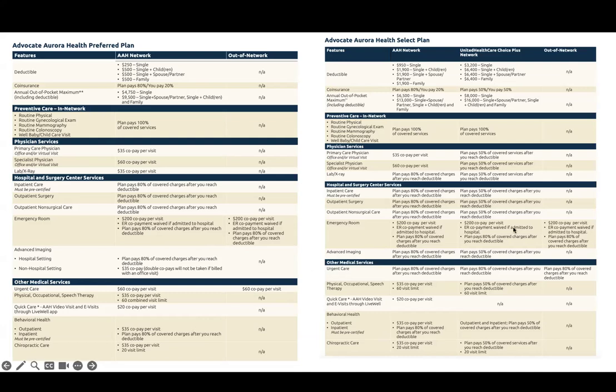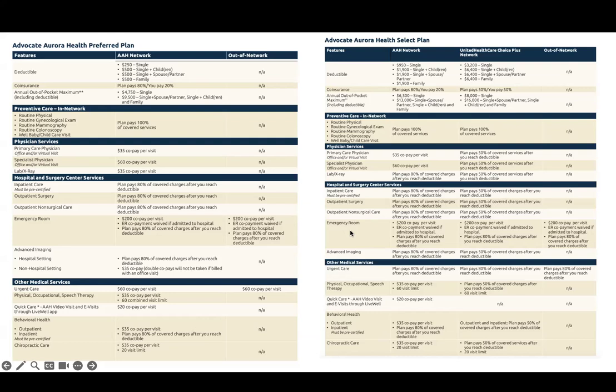Versus if you choose a Select plan, if you don't want to see an advocate doctor specifically, let's say I wanted to go see a cardiologist who's associated with University of Illinois, I could check in the United Healthcare portal to see if they're in their network, and I would have the option to see them as well. However, you'll notice that the price for all of these visits is going to be higher. So it's always going to behoove you to see somebody in the advocate network, but at least with the Select, you would have the option of the United Healthcare network.